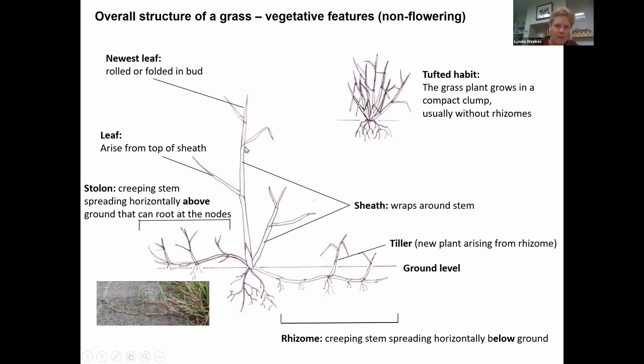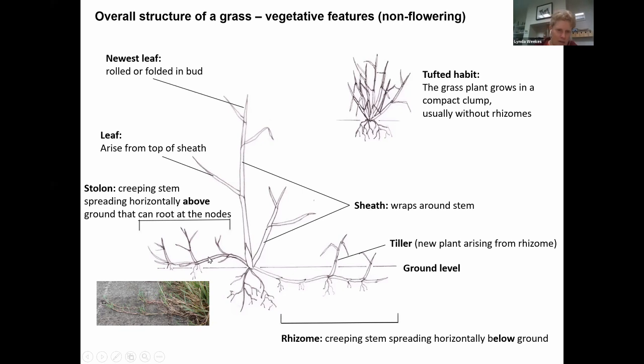You have your leaves obviously coming out of the plant here. Leaves arise from the top of the sheath, and the sheath is a wrapping around the stem, which is along here. Hopefully you're seeing that pointer. If you're not, Sarah, you might let me know that you can't see it, but I'm assuming you can. So leaves are important in terms of their width, their size, whether they're hairy, whether they're not. We'll get into that in a minute. Sheaths are important: color, hairy, hairless, closed, open. So we'll have a look at that in a little while too.